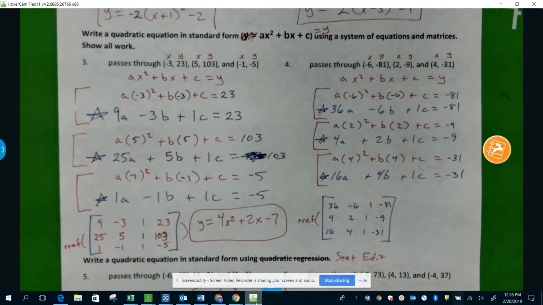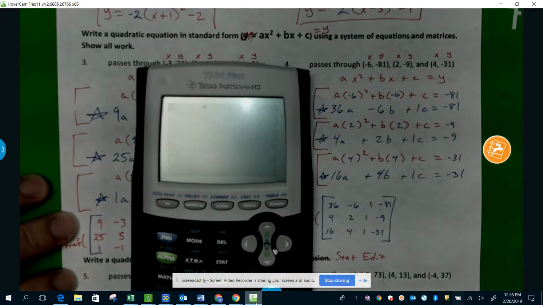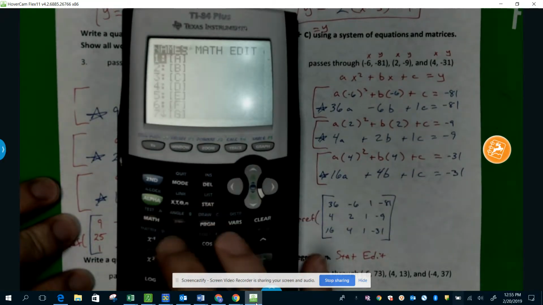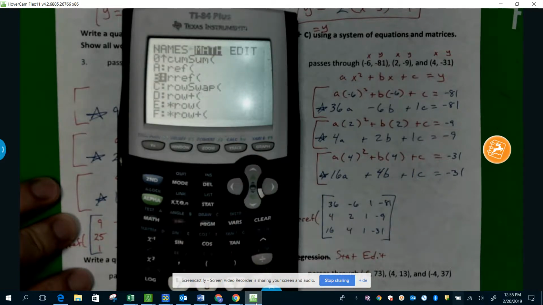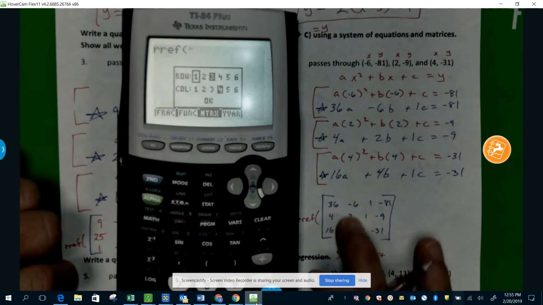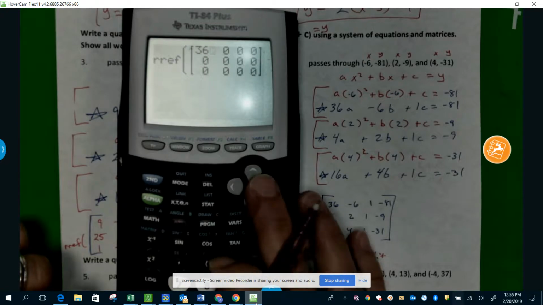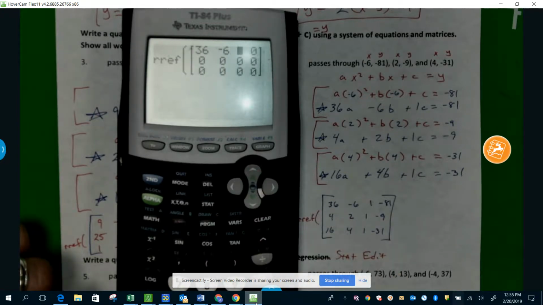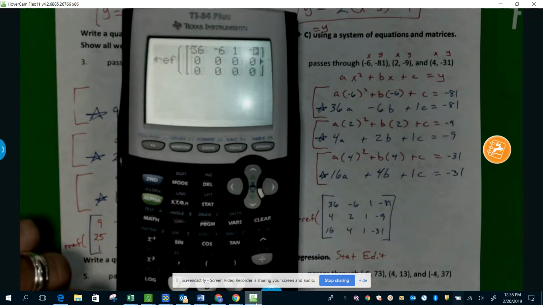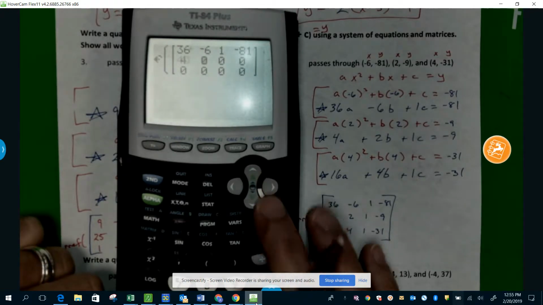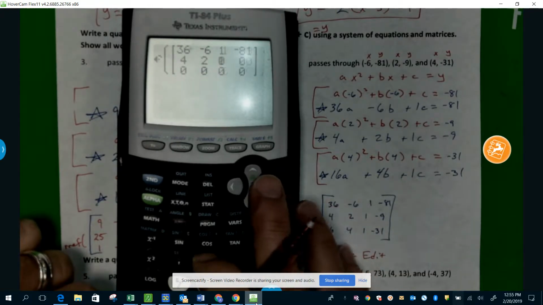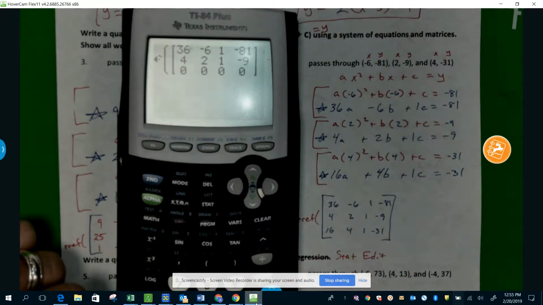So, let's see, on a calculator, we've got to go second matrix, over to math, and then scroll up to letter B, RREF. Now we can go alpha zoom to plug in our matrix. It is a 3 by 4. Make sure you plug in the right numbers. We've got 36, negative 6, 1, negative 81. We've got 4, 2, a 1, and a negative 9. And then we've got 16, 4, 1, and negative 31.